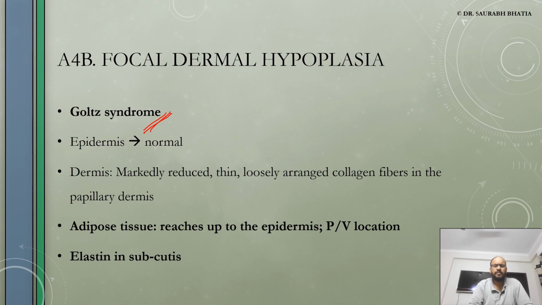Now, in focal dermal hypoplasia, also known as Goltz syndrome, you have a problem in the dermis. So the epidermis is normal because it is focal dermal hypoplasia. The dermis is markedly reduced, with thin, loosely arranged collagen fibers in the papillary dermis. So the dermis is reduced. The adipose tissue reaches up to the epidermis or around the perivascular location.